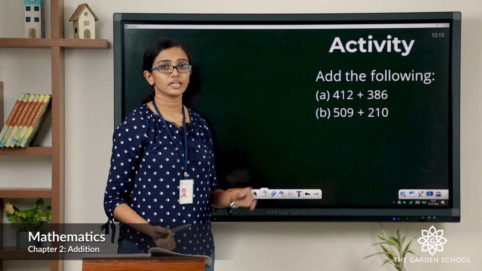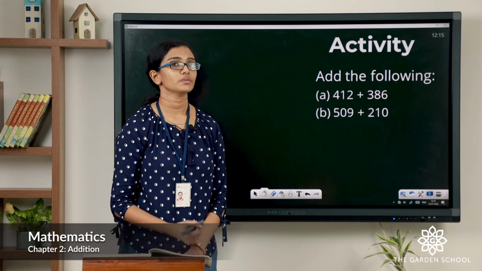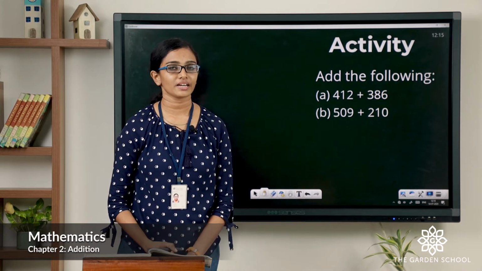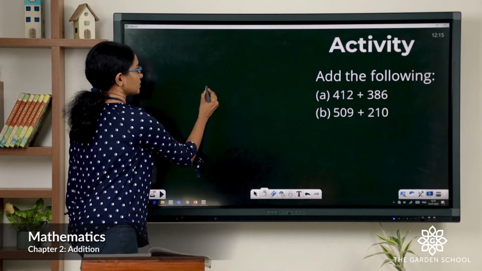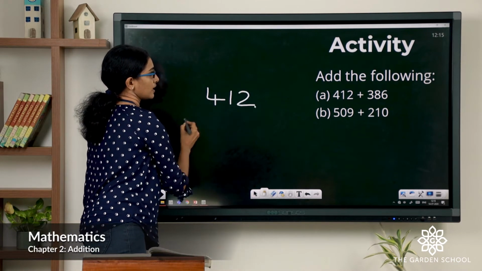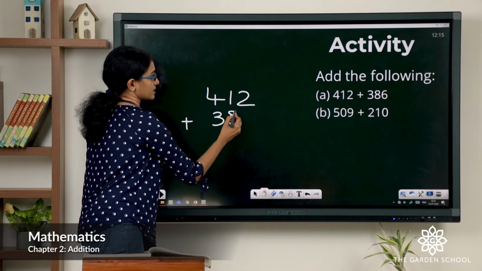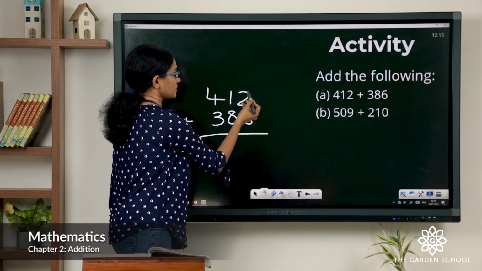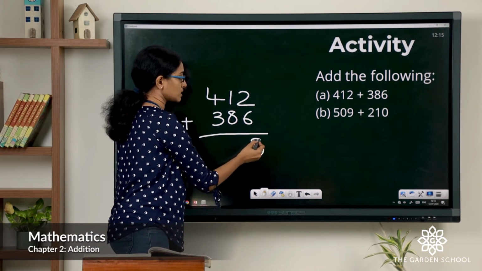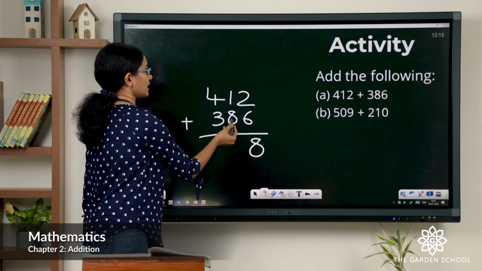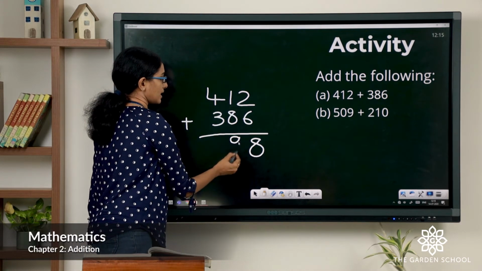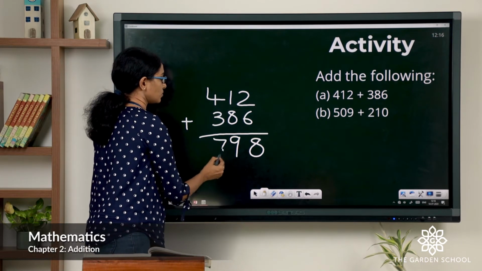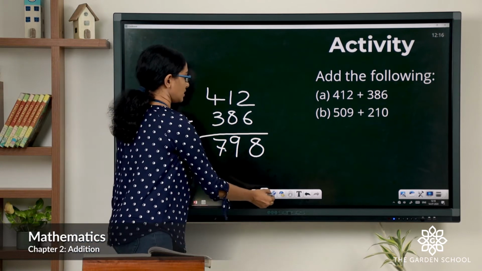Now we'll do an activity. Please note down these questions in your notebook and find the sum. You can pause the video, finish the activity and come back. Hope you finished doing that one. Now let's see the answers. The first question, 412 plus 386. So starting with the ones, let's add the ones first. 6 ones plus 2 ones give you 8 ones. Then 8 tens plus 1 ten give you 9 tens. Then 400 plus 300 give you 700.